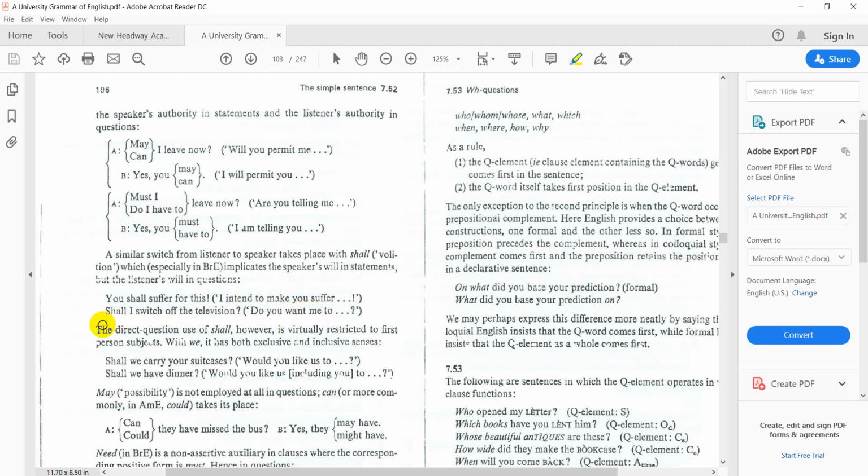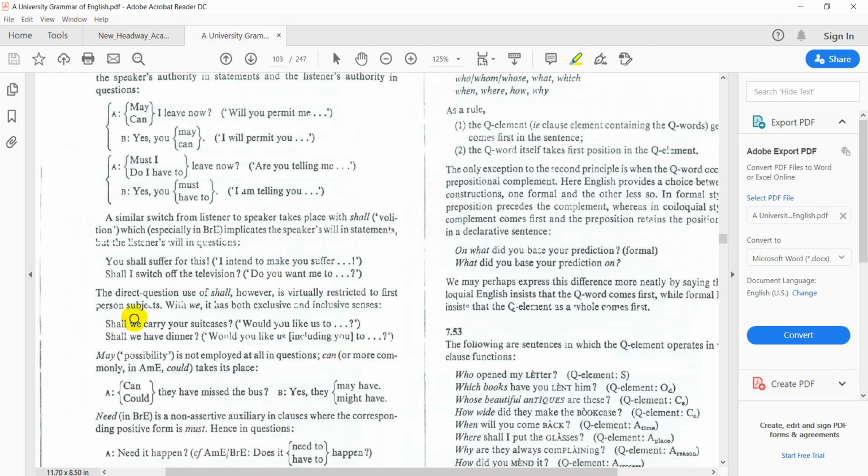Okay, now see this, the listener. Shall I switch off the television? Do you want me to switch off the television? So the listener's will is in a question, and the speaker's will is in a statement. Now, the direct question use of shall, however, is virtually restricted to the first person, where with we, it has both exclusive and inclusive senses.